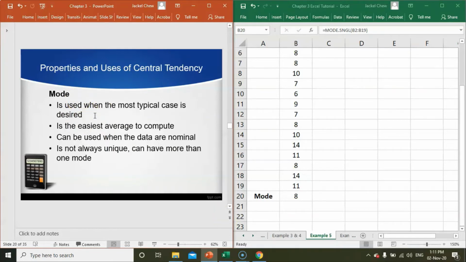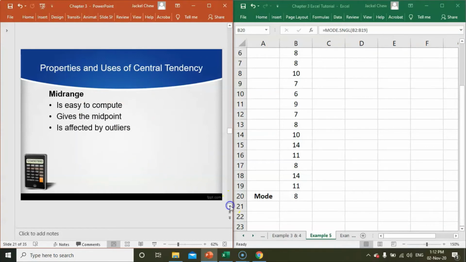Mode is used when the most typical case is desired, meaning that if we have a data set and we want to find which data has the highest frequency, then we can use mode. And mode is the easiest average to compute and can be used when the data is nominal. But the mode is not always unique. It can have more than one mode depending on the data distribution.